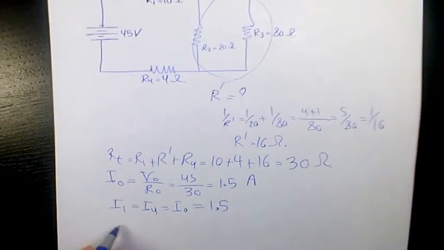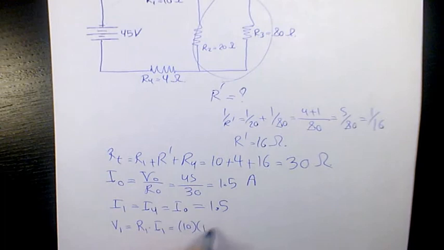So we can say after that, V1 equals R1 I1, which is going to be 10 times 1.5. That's going to be 15 volts. V4 is going to be R4 times I4. That's going to be 4 times 1.5, which is 6 volts.